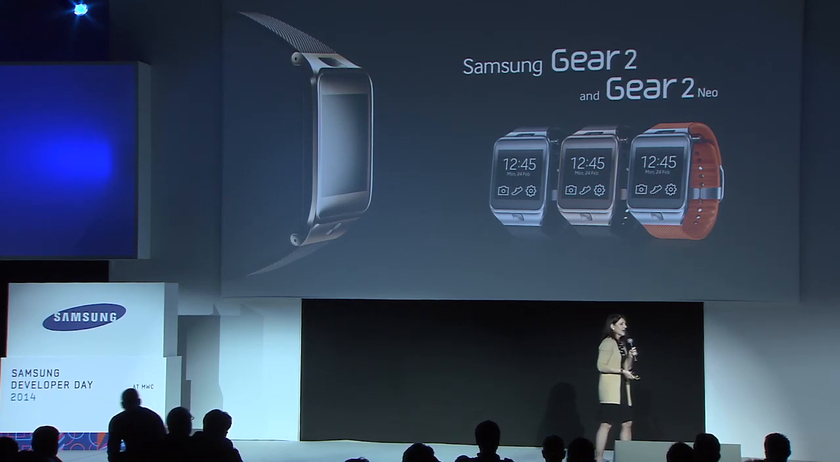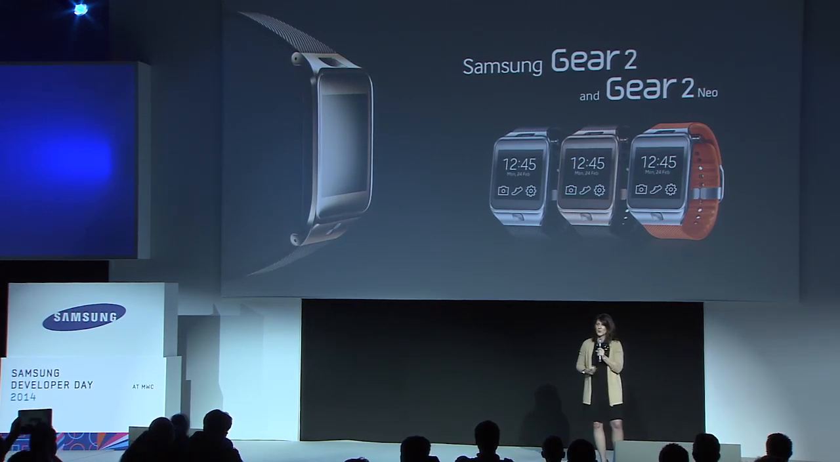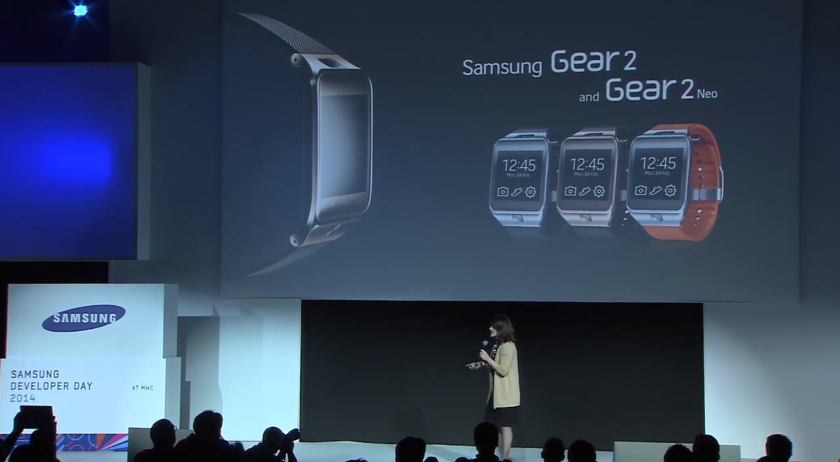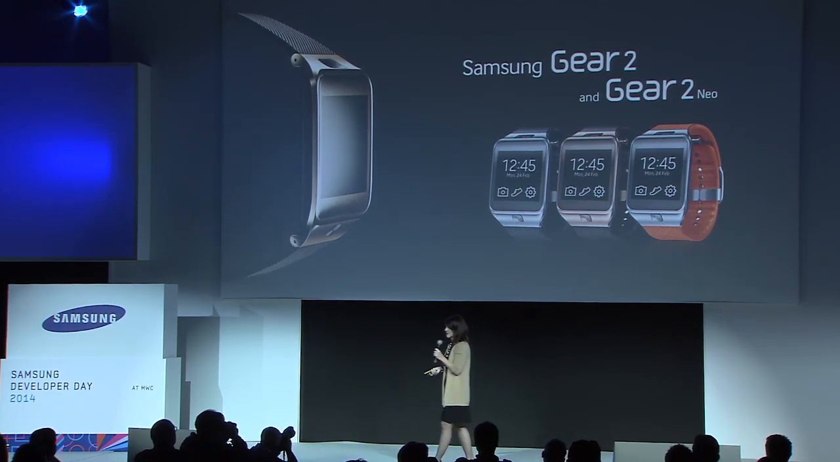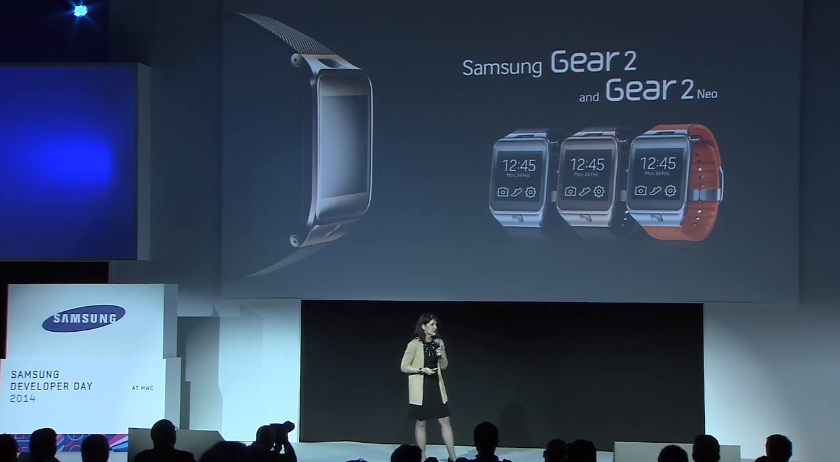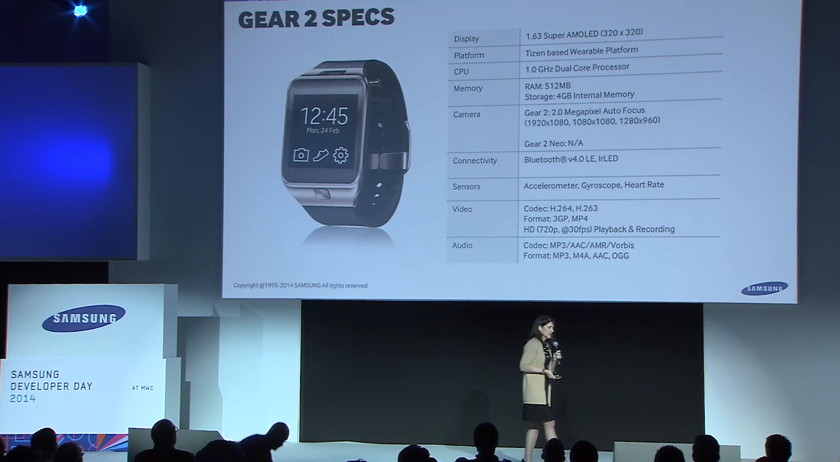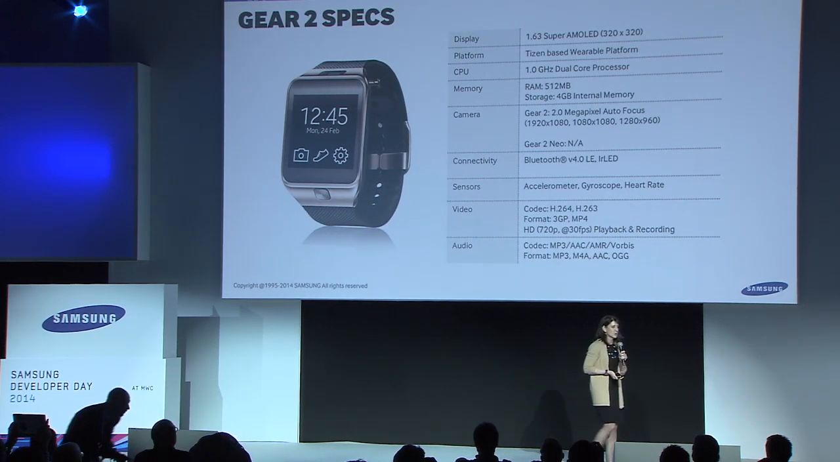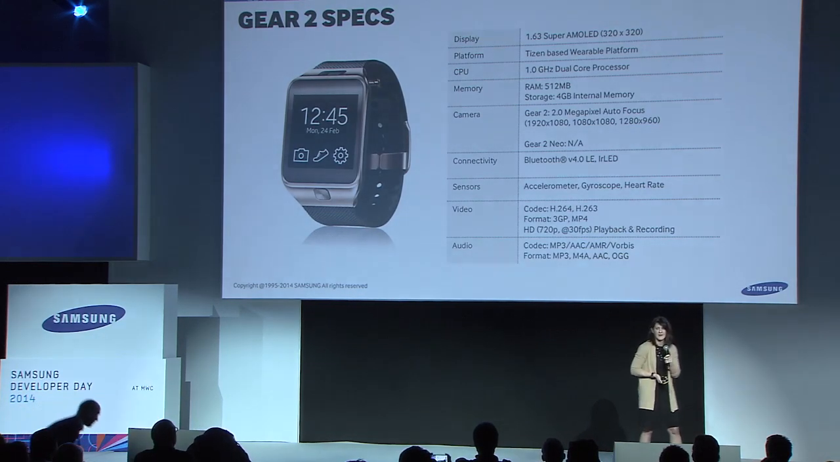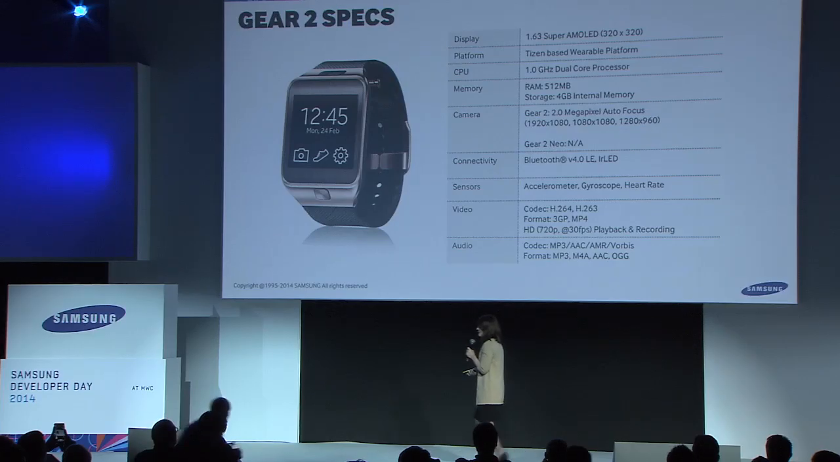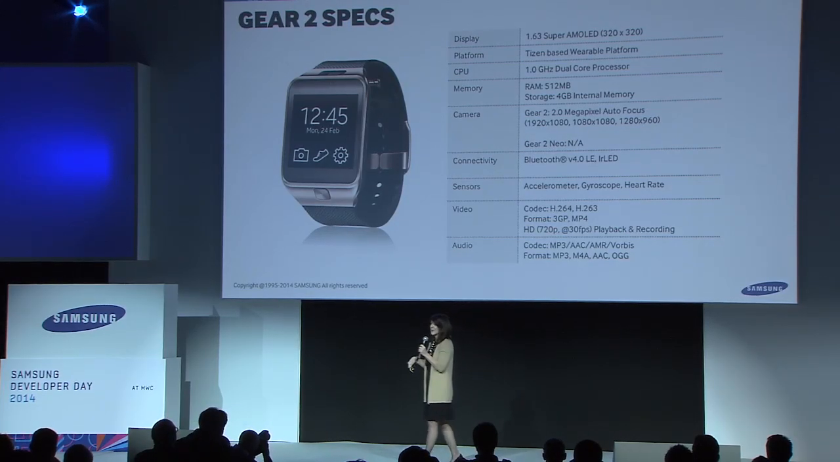So if you were at the Unpack event the other night, or you watched it online, or you happened to see the keynote this morning, you realize we've already released our next generation of the Gear 2. It's Gear 2 and Gear 2 Neo. From a specs perspective, it has 4 gigabytes of storage, 512 megabytes of memory. It has a 2.0 megapixel camera. There's various sensors, including accelerometer, pedometer, heart rate monitor.